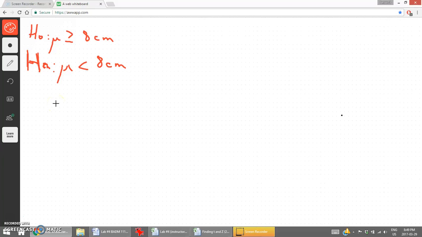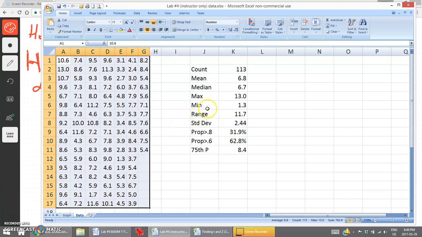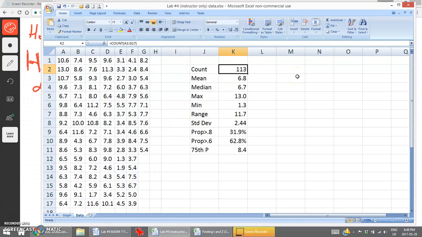So we know it's a one-tailed test, and the question states to test at the 5% level of significance, so alpha is 0.05. So we take our sample. The sample data, which I have right here, are the lengths of the French fries that I counted. I counted 113 of them. I got an average length of 6.8. That value I need, and the standard deviation is 2.44, and I have 113 French fries. I'll need this value later on. We'll just change it to no decimal places. 32% of the French fries are greater than 8 centimeters.